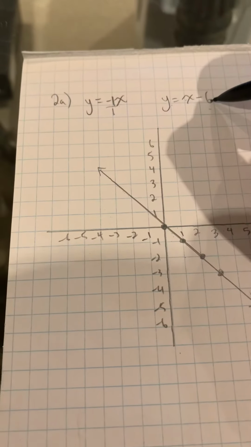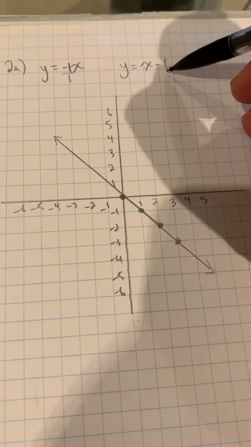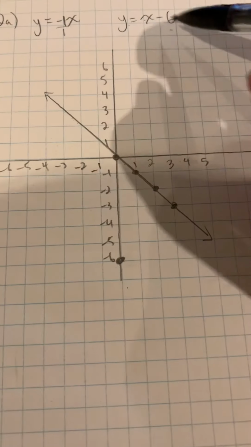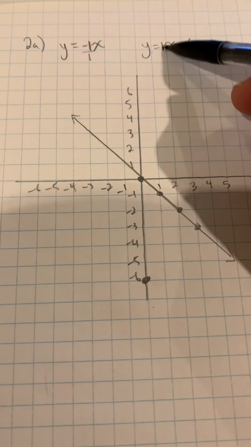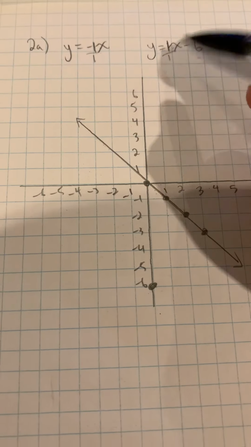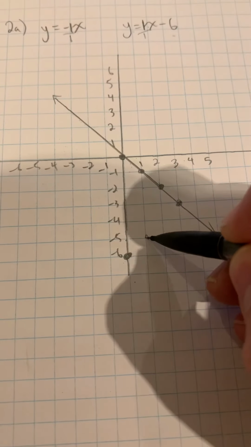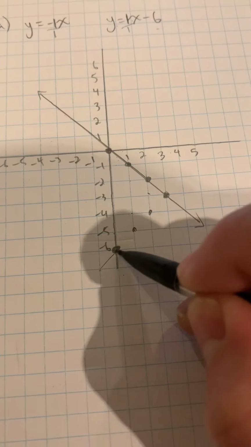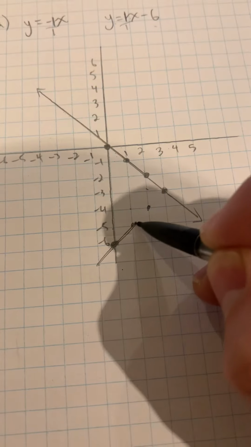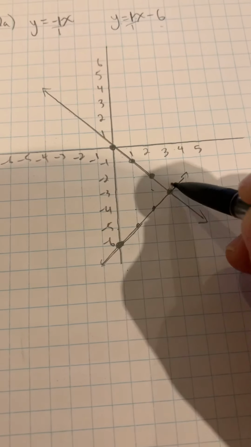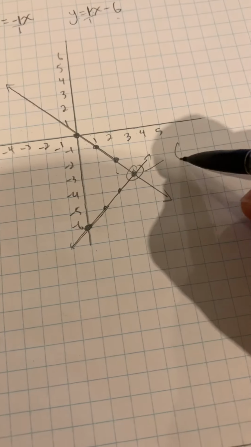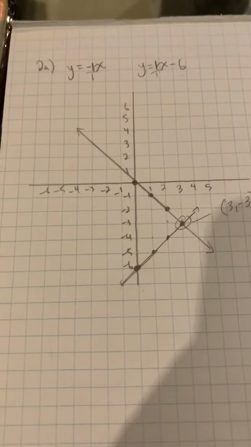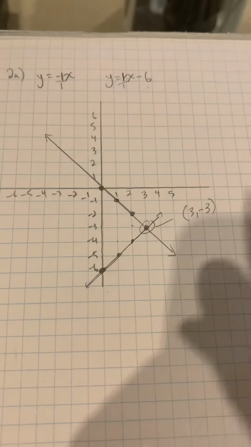Now we're going to do the second one. The second one, the b value is negative 6. So we start at negative 6 on the y-axis, and the slope is 1 over 1. So up 1, 1 to the right, up 1, 1 to the right, up 1, 1 to the right. So it intersects here, at 3 and negative 3. So that is the solution for 2a: 3, negative 3.